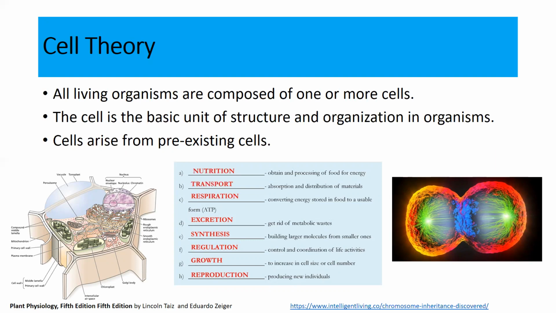So there are basically 8 different functions of life, which are summarized here, which include everything from nutrition to reproduction. And finally, new cells arise from pre-existing cells normally by a process of cell division.